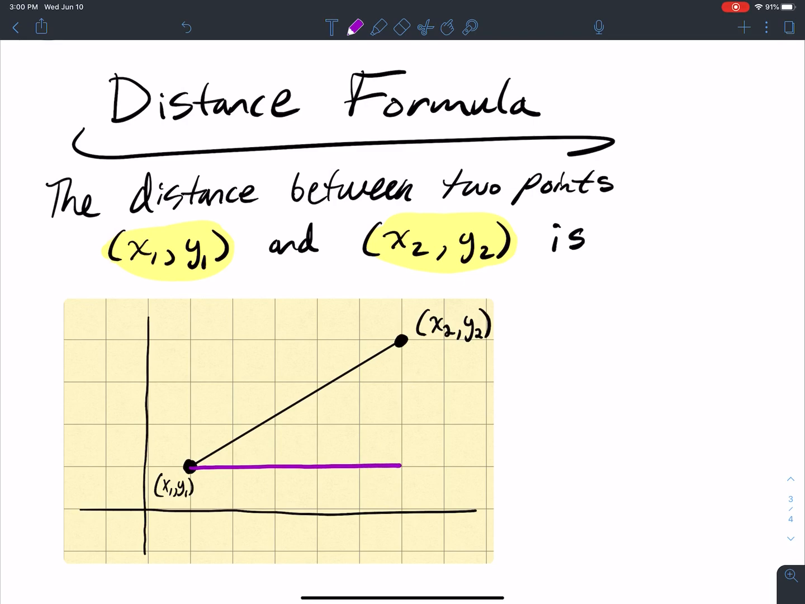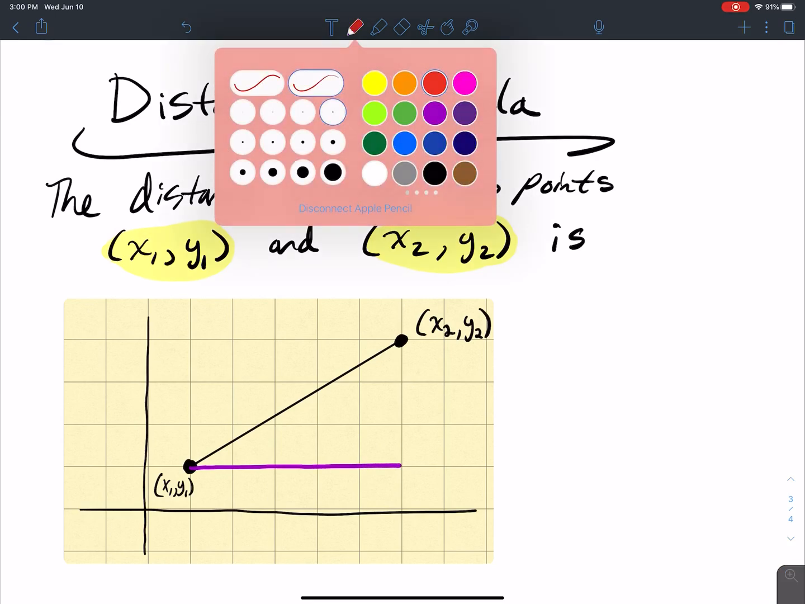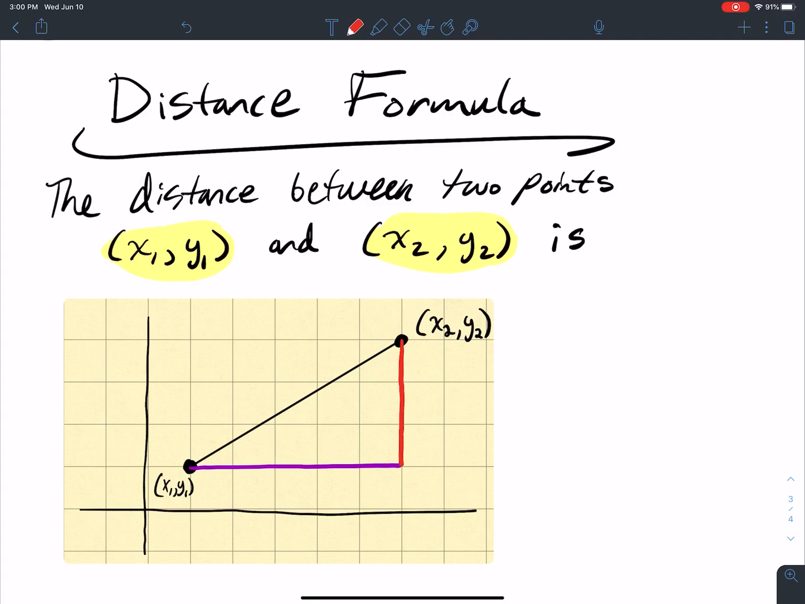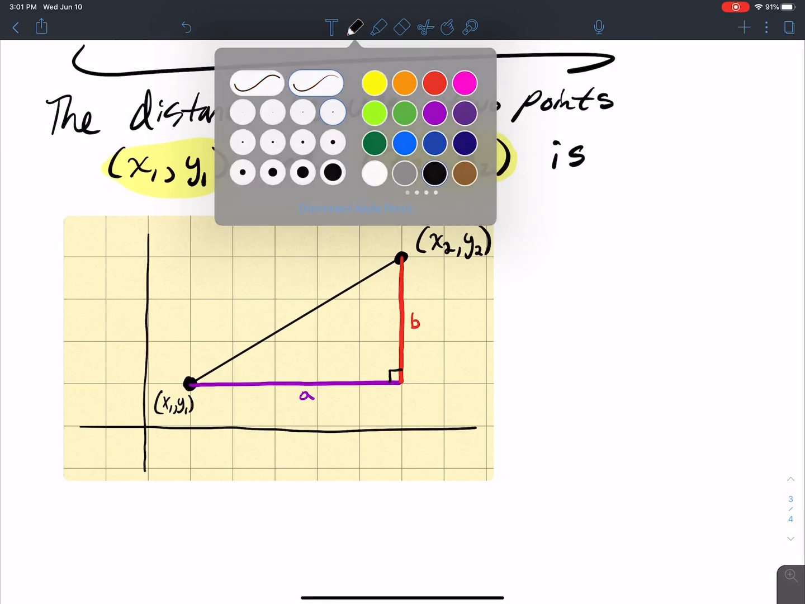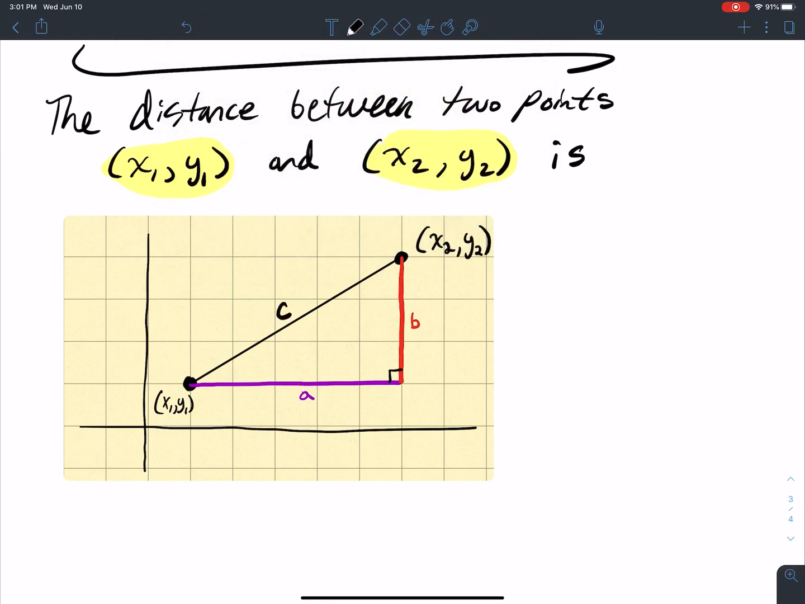So the Pythagorean Theorem says that if we have a right triangle, meaning there's a right angle here, then if this side is A, and this is B, and then this long side, that distance, is C, then the Pythagorean theorem says what? It says that A squared plus B squared equals C squared, right? That's the Pythagorean theorem for a right triangle.